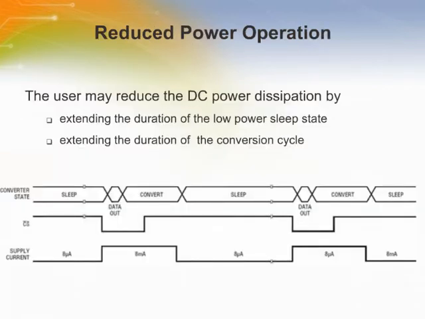During the conversion cycle, the LTC2440 draws 8 milliamp supply current independent of the programmed speed. Once the conversion cycle is completed, the device automatically enters a low-power sleep state drawing 8 microamps. The device remains in this state as long as chip select is high and data is not shifted out. By adjusting the duration of the sleep state, by holding the chip select high longer, and the duration of the conversion cycle by programming the OSR, the DC power dissipation can be reduced.